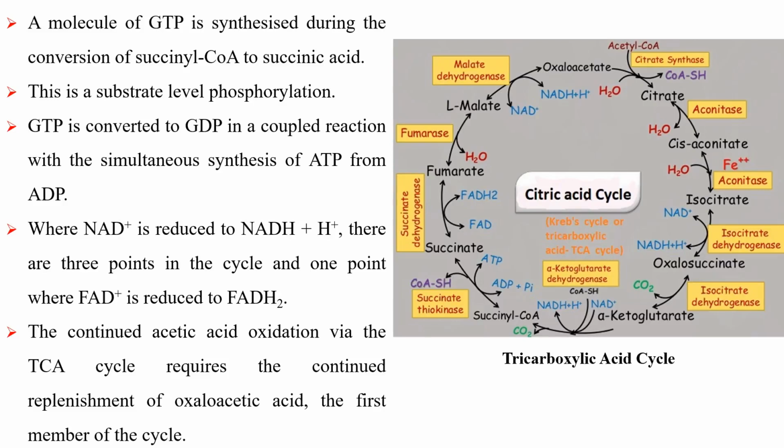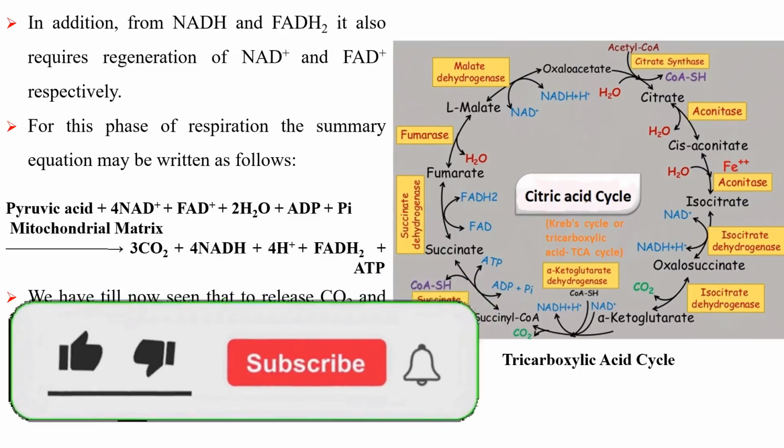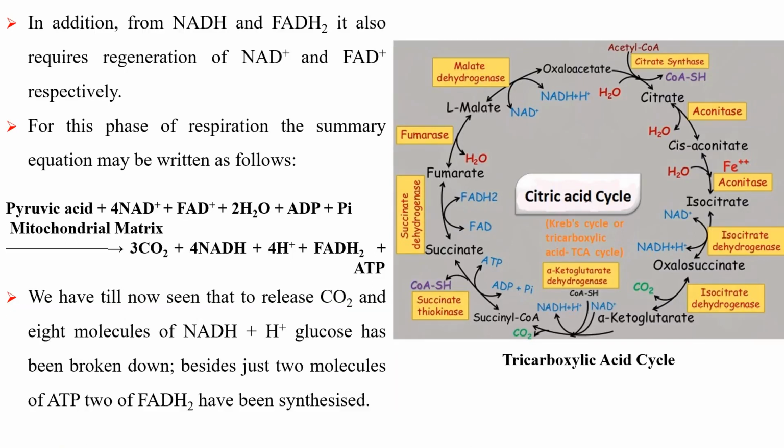The continued oxidation of acetic acid via this TCA cycle requires the continued replenishment of oxaloacetic acid, the first member of the cycle. In addition, from NADH and FADH2, it also requires regeneration of NAD+ and FAD+ respectively. For this phase of respiration, the summary equation may be written as follows.